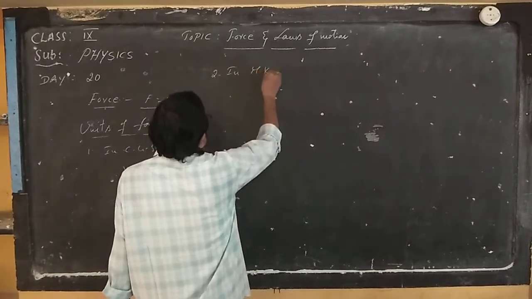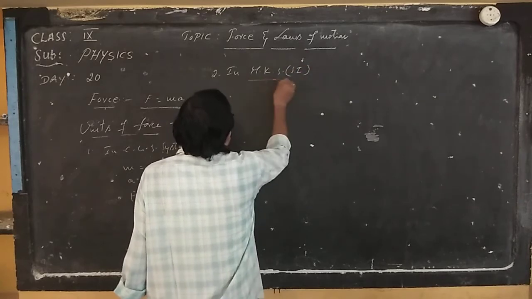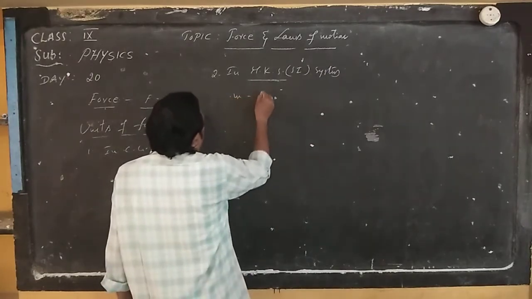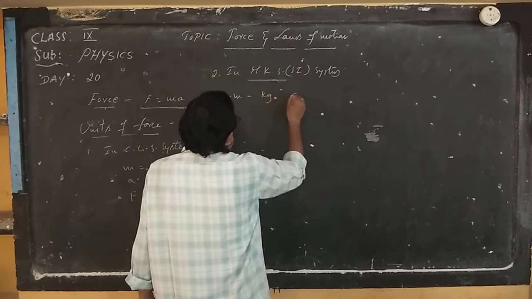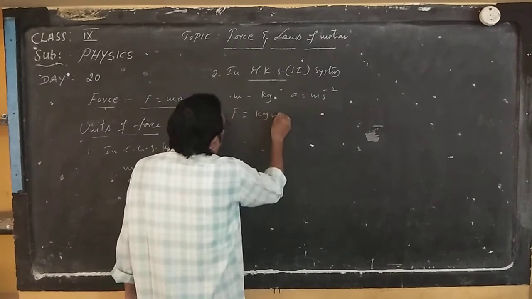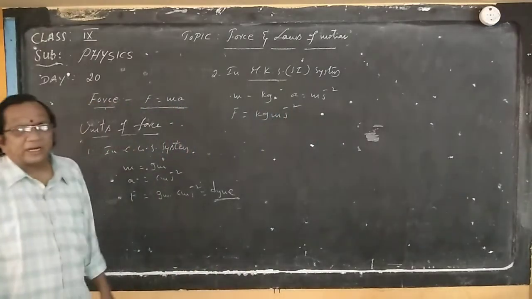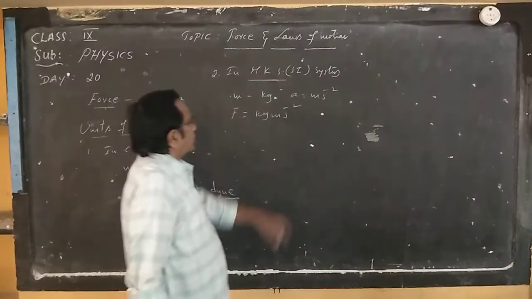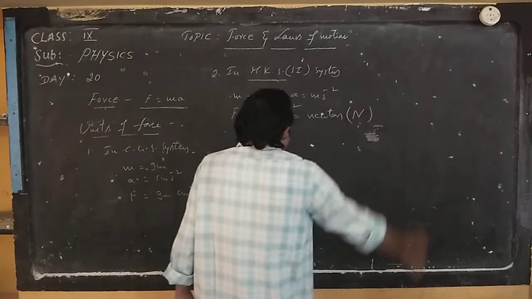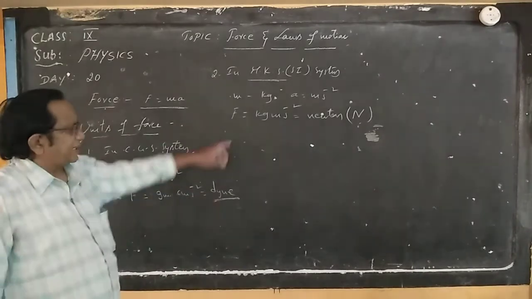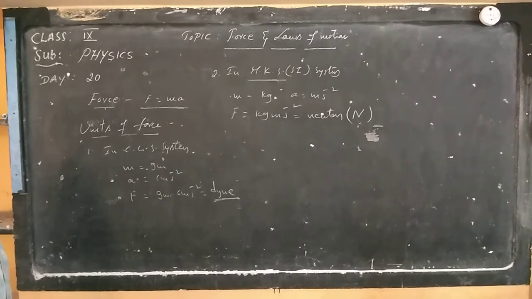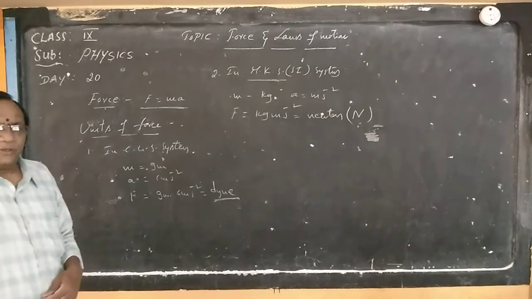In the MKS system or SI system, mass will be taken as kilogram and acceleration is taken as meter per second square, then force is equal to kilogram meter per second square. This kilogram meter per second square is also equal to Newton. So to write it simply, N. In the MKS or SI system, the unit is called the Newton, after the scientist's name.